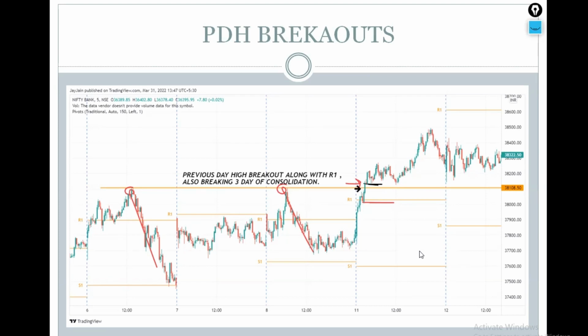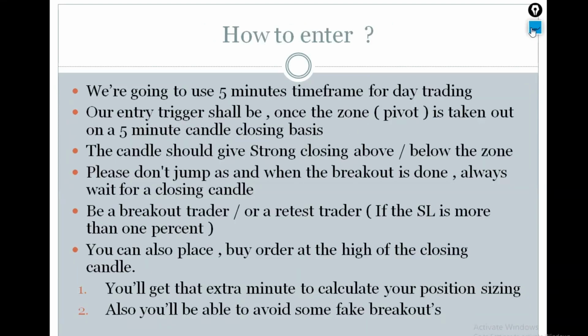Right. Now let's understand a few things over here, and we will discuss the entry and exit part as well. We are going to use the 5-minute time frame for day trading. That is obviously understood by you. Our entry trigger shall be once the zone, which is your previous day high or previous day low along with the pivot, is taken out on a 5-minute candle closing basis.